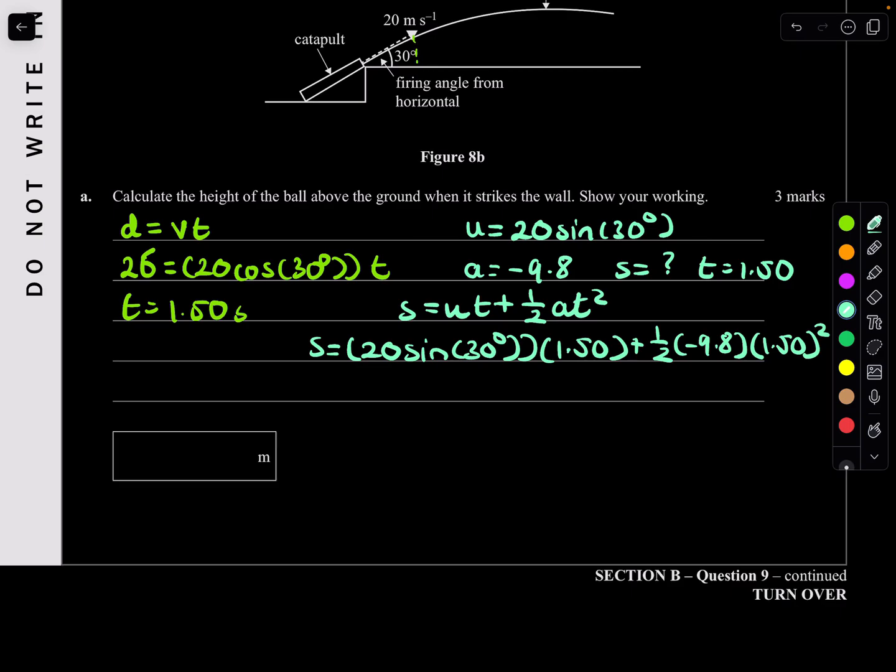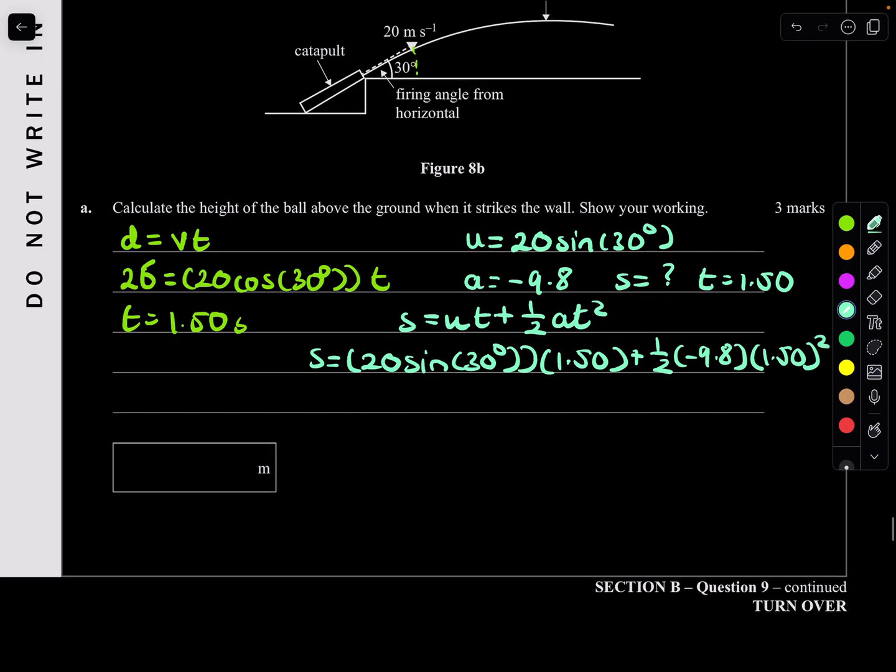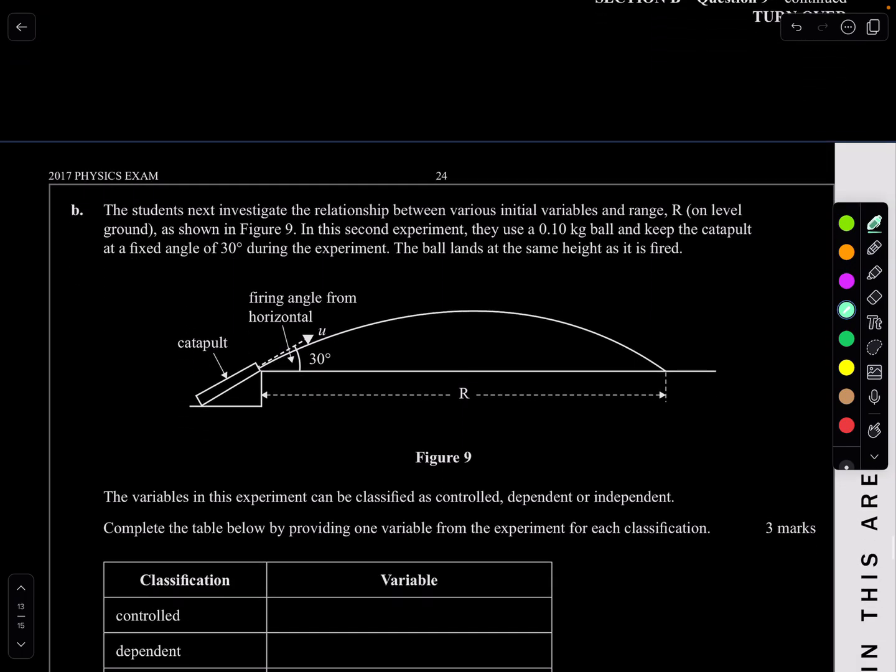So 20 sine 30 times that plus 0.5, so half times negative 9.8 times this squared, and we get 3.96, some distance, and that is our distance, our height. To how many significant figures? I believe 2. Our answers are all in 2, so it's actually 4.0 meters. Have I done that perfectly? Yep, looks good. Question B.